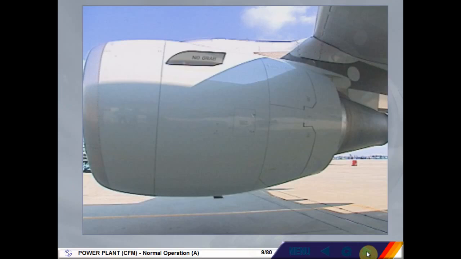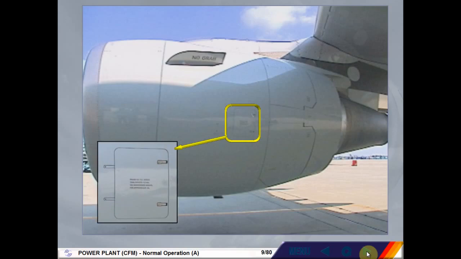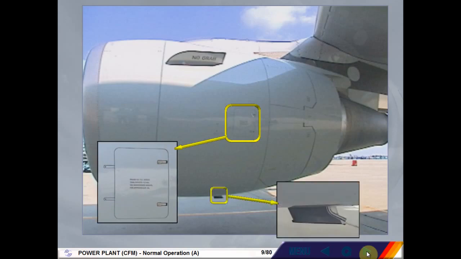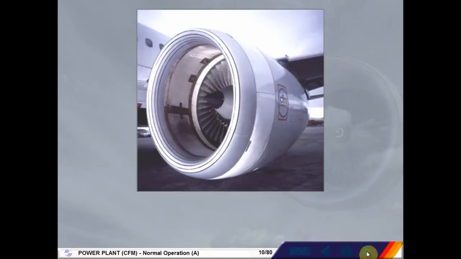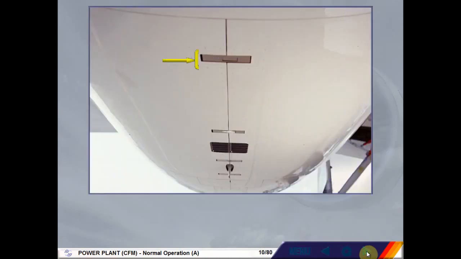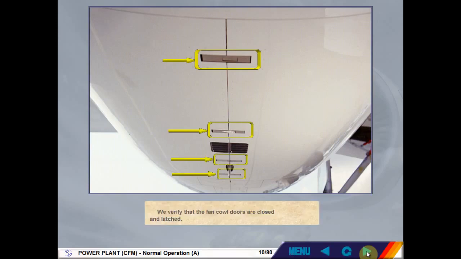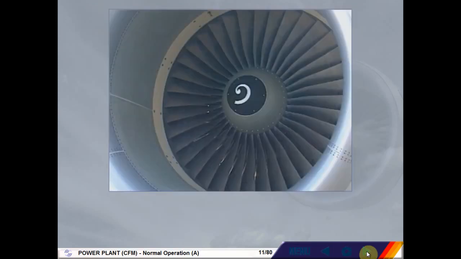On each engine, we check that the oil fill access door is closed, and we verify the condition of the drain mast and the absence of leakage. We verify that the fan cowl doors are closed and latched. We verify the condition of the engine inlet and fan blades.